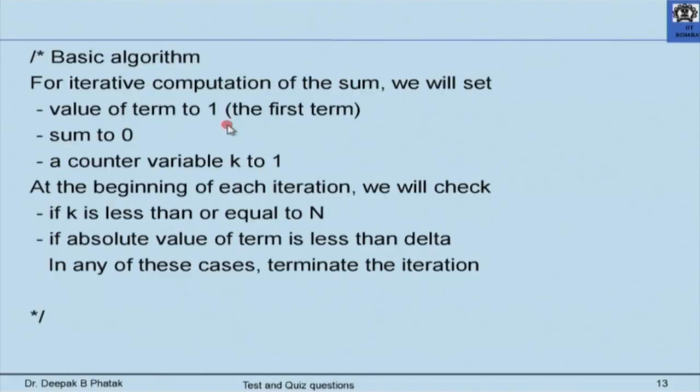So here you say, let's say the first term is 1, that is what 1 plus the series starts in that fashion. Set sum to 0, set a counter variable to 1, and then at the beginning of every iteration check if k is less than or equal to n, or alternately whether the absolute value of the term is less than delta. Please remember delta is a threshold, the terms alternate in sign. So, just checking whether a value is less than delta is not correct. The value may be very large, but it may be negative, and it may turn out to be less than delta. So, absolute value needs to be checked.